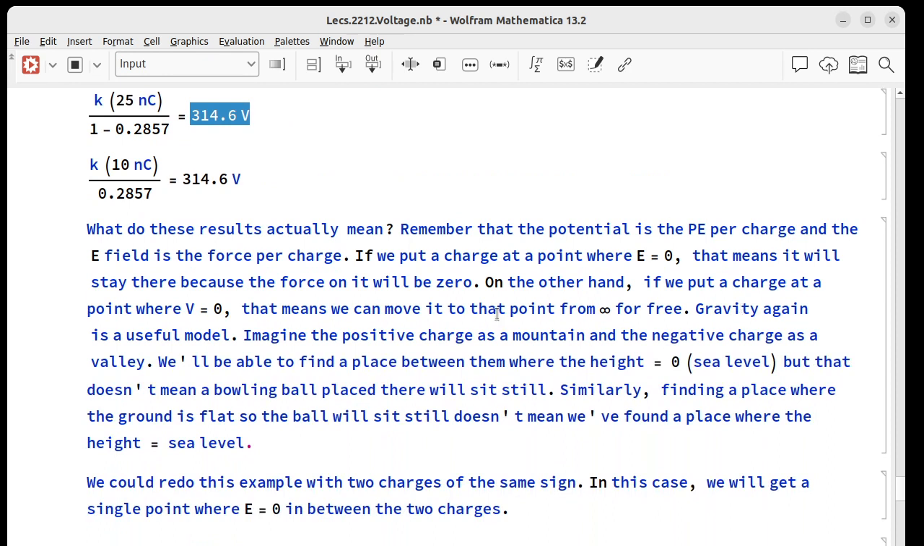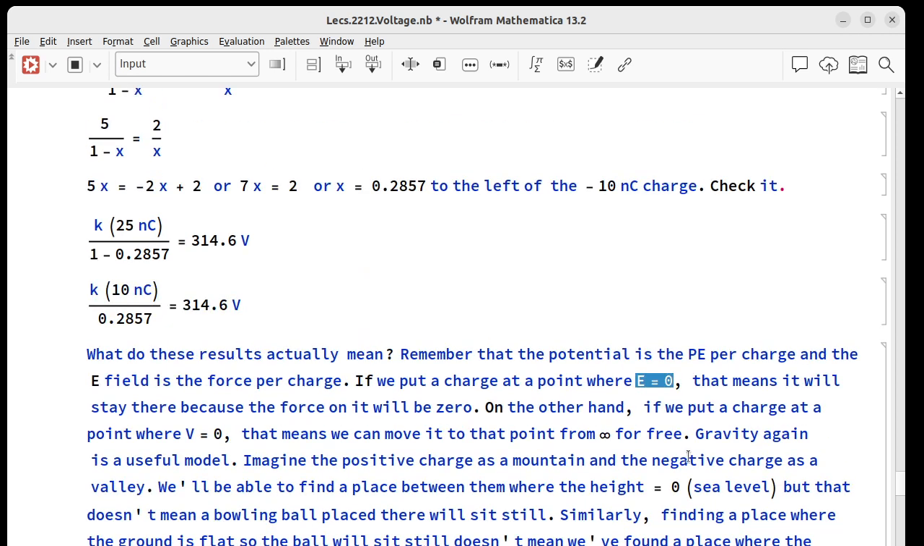Potential is PE per charge and E field is force per charge. This means if we put a charge where E equals 0, it'll stay there forever because the force on it is 0. On the other hand, what if we put a charge at a point where V equals 0? That means we can move it to that point from infinity and it won't cost anything. We won't get any energy out of it. We won't have to put any energy into it.